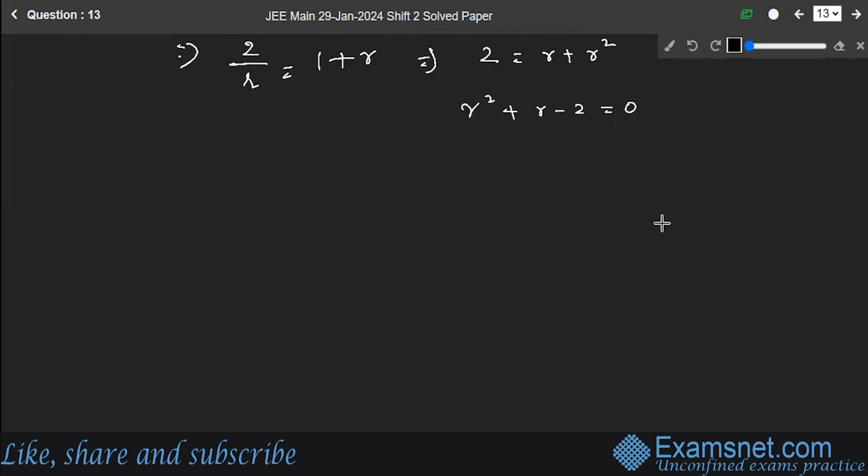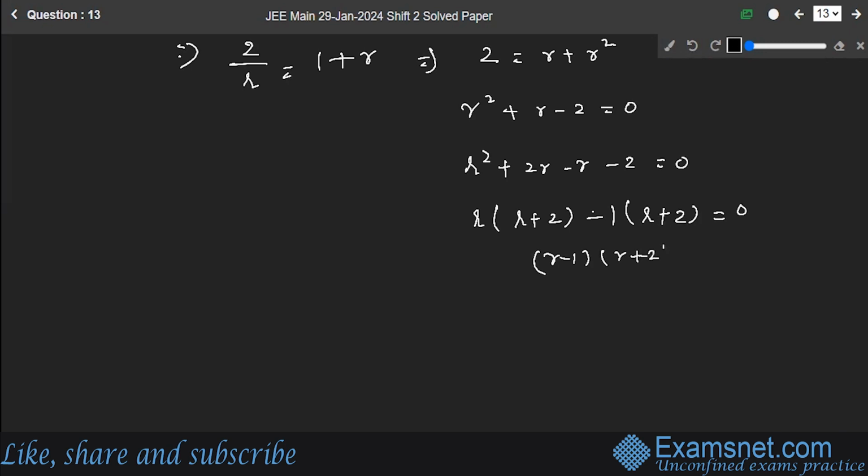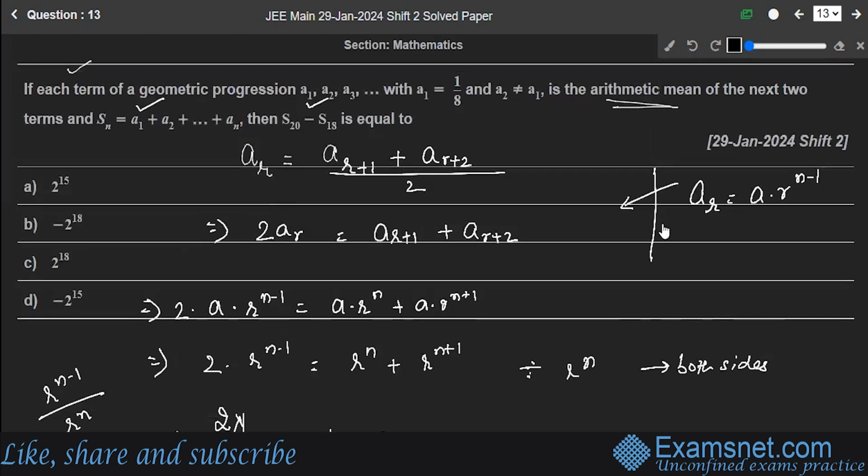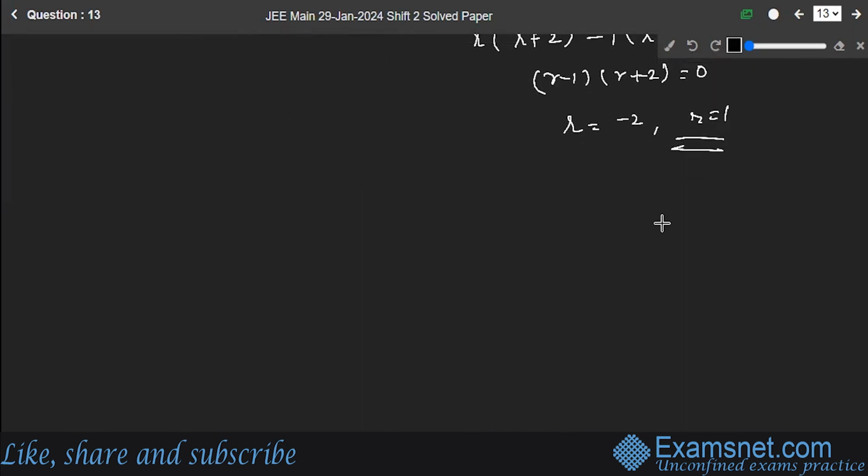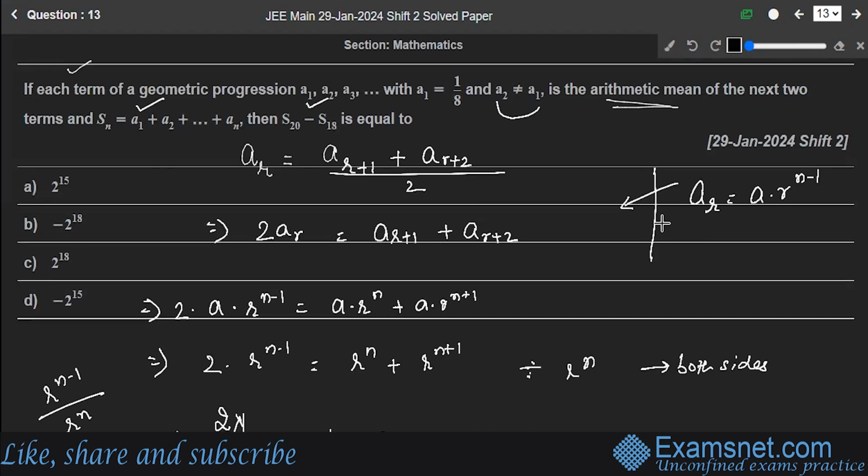Let's solve. You have R minus 1 and R plus 2, so these are the two factors. R is equal to minus 2 and R is equal to 1. See, if you will have R is equal to 1, that means A2 will be equal to A1, which is not, it's given in the question that it's not equal. So that means I will not be taking R is equal to 1. So you have R as minus 2. Okay. So now what you have to find out?